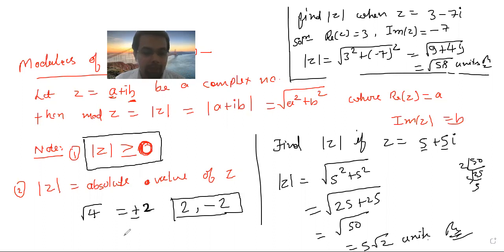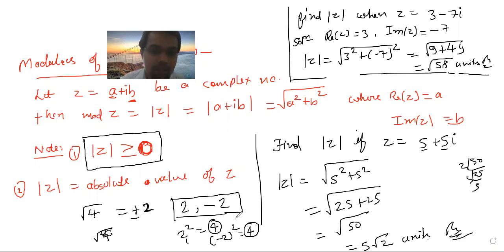Why? Because 2 square is 4 and minus 2 square is also 4. That means there are two options to obtain 4. One is 2 and another is minus 2. The square of 2 is 4 and the square of minus 2 is also 4.